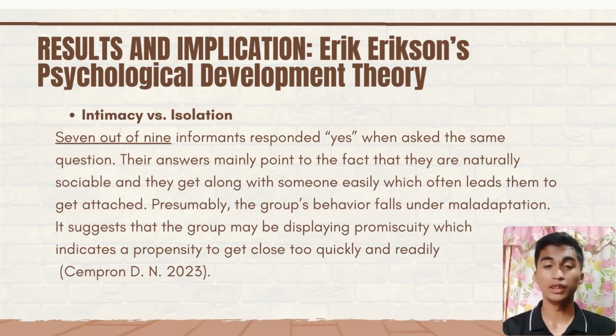Intimacy versus isolation. 7 out of 9 informants easily form attachments, indicating a sociable nature. This tendency may suggest a potential for maladaptation, potentially leaning towards promiscuity and forming close connections too swiftly.